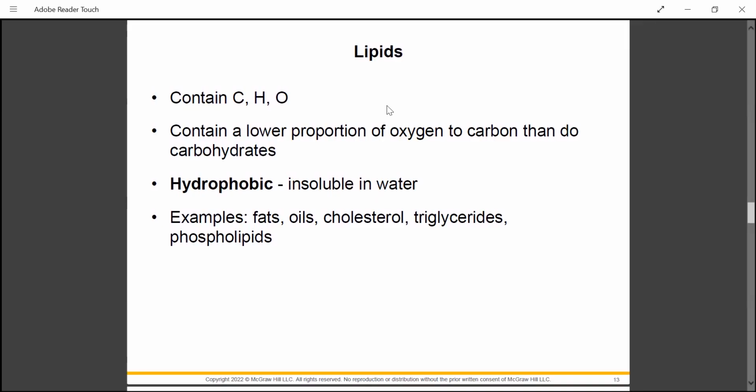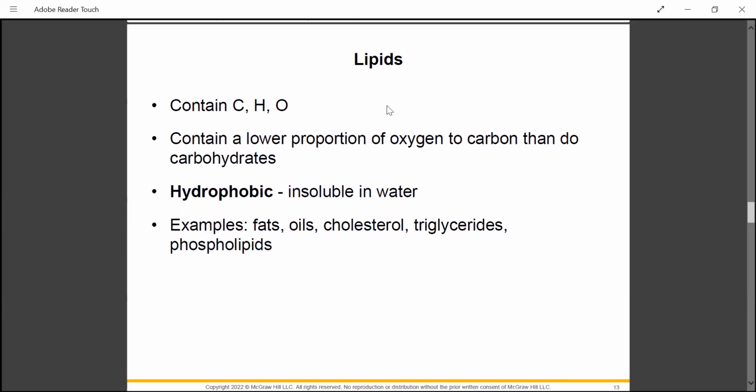So this is also going to contain carbon, hydrogen, and oxygen. It doesn't have as many oxygens to carbon as carbohydrates do. These are typically going to be hydrophobic, meaning insoluble in water. Remember, we talked about that oil in water example for hydrophobic. So oil is a lipid. Any fats, cholesterol falls into this category.